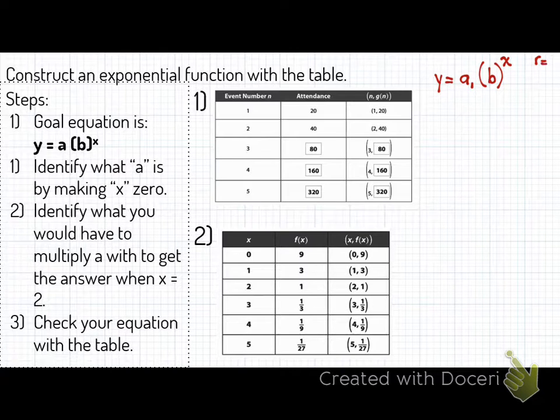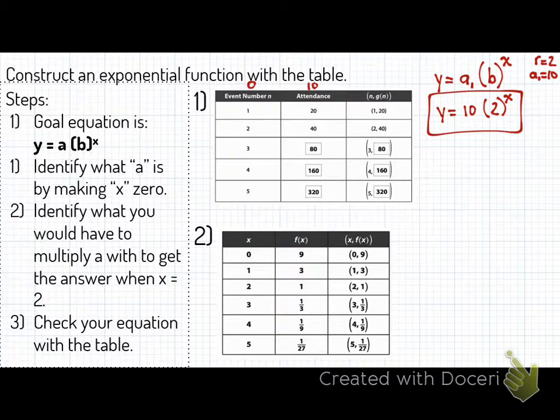So now I'm going to just plug in my numbers. I know a is 10. So I'm just going to put y is equal to a, which is 10, times our ratio of 2 to the x power. So 10 times 2 to the x power. And that's your final answer on number 1.